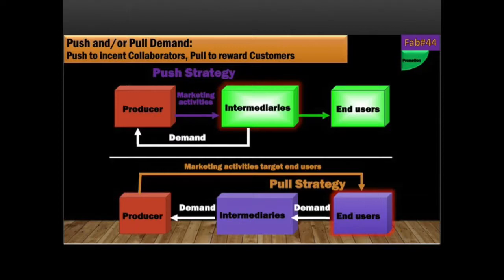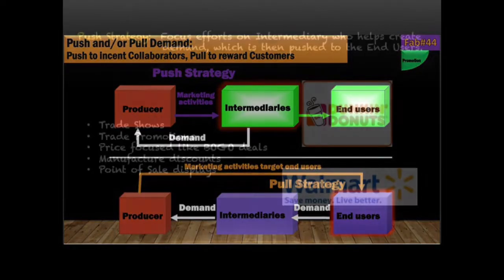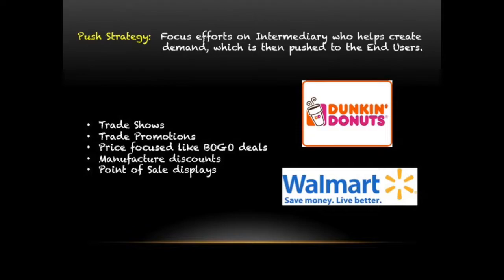Generating demand is a difficult and expensive task, so it's important that companies get this right and ultimately make profits. So when we look at a push strategy, we focus our efforts directly on the intermediary, who then helps create demand for the end user. They do this in a lot of different ways. An example would be Dunkin' Donuts. Their sales force would sell to the intermediary and work with the intermediary to develop ads that ultimately would pull the client in. They would use billboards and radio ads and coupon books with discounts.